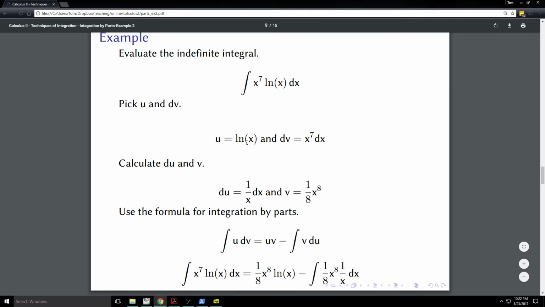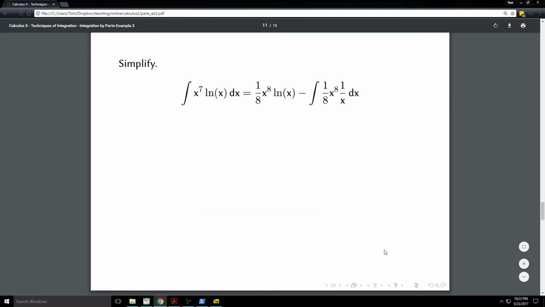U is ln x, which I have here. V is 1/8 x to the 8th. Again, I wrote it in the order that makes it look a little nicer. And then minus the integral of v, which is 1/8 x to the 8th, which I have here. And then du, which was 1 over x dx. So I wrote all that in there, and there it is again.